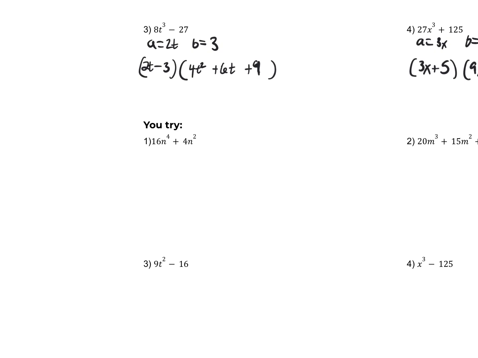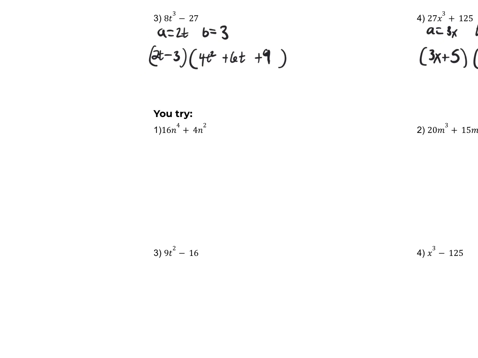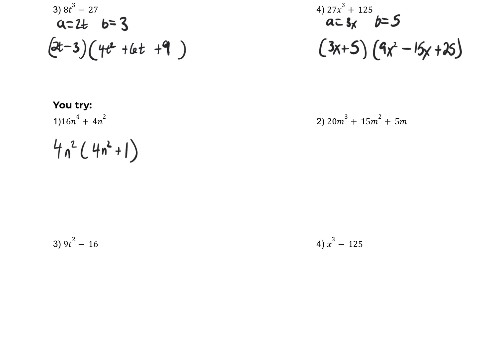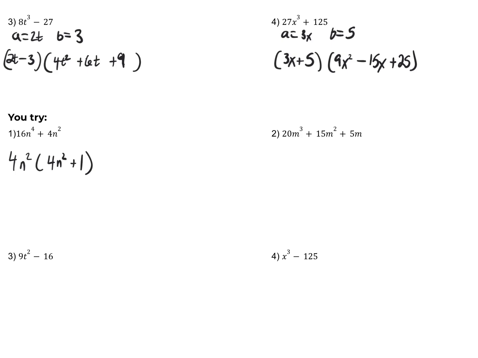All right, so now putting this into practice, 16n to the fourth plus 4n squared. First thing is look for a GCF, so it gives me 4n squared, and that leaves behind 4n squared plus 1. Anytime we divide something by itself, that's 1, not 0. Looking at this next one, looking for a common factor first. I can take out a 5m from all of those, and that leaves behind 4m squared plus 3m plus 1. And that's as far as we're going to factor right now.